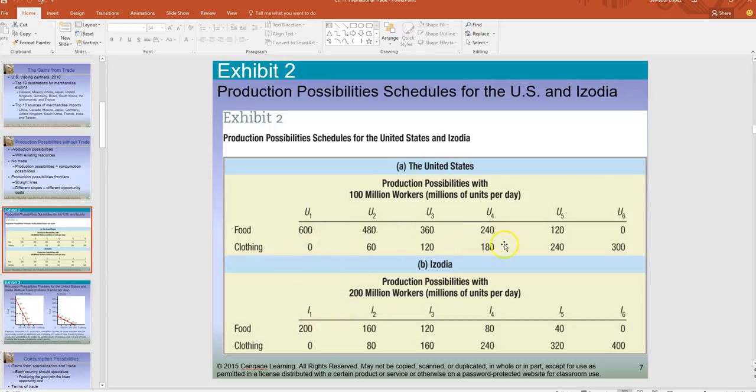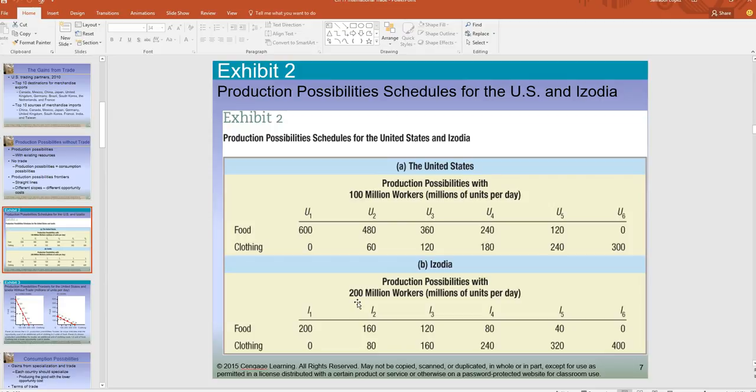Now, if the United States produces only clothing with the 100 million workers, they can produce 300 million units. So 300 divided by 100 gives us 3 units per worker. Whereas Isodians, when they produce only clothing, they can produce 400 with the 200 million workers. So 400 divided by 200 gives us 2, which is also less productive than the United States. So somebody could argue that there's no point in trading here because the United States is more productive in the production of food and clothing.